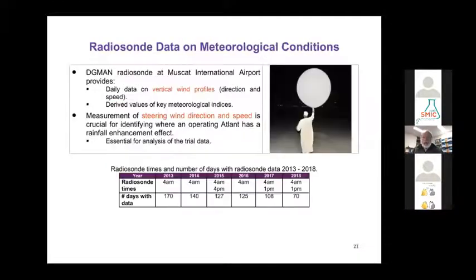Just go back a bit. One of the things about it again here, missing data is a problem. You can see that you start off with a reasonable amount of days with data, but in 2017 and 2018, there was a lot of missing data on the radio sounds. They were changing over the system at the airport, and there was a lot of missing data.